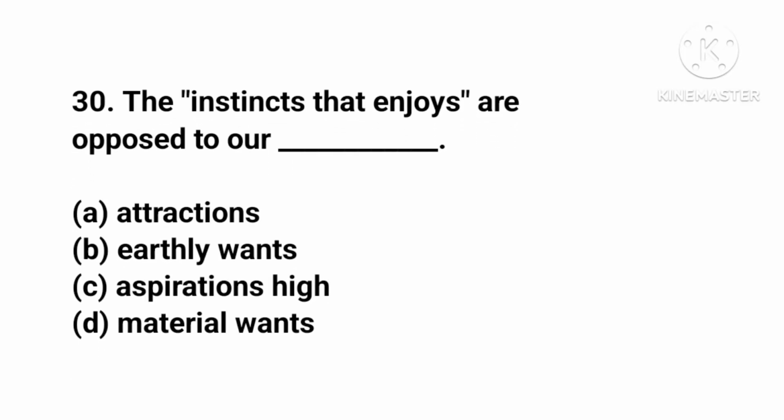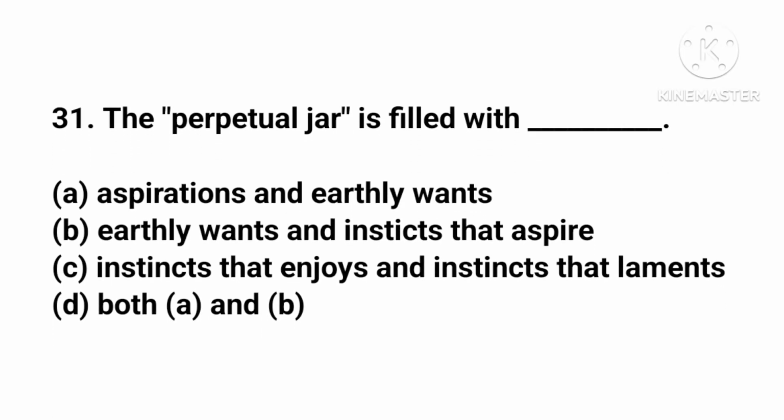Now number 30. The instincts that enjoys are opposed to a dash. Option A, attractions. Option B, earthly wants. Option C, aspirations high. Or option D, material wants. Right. It is aspirations high. Now the final 10 questions.